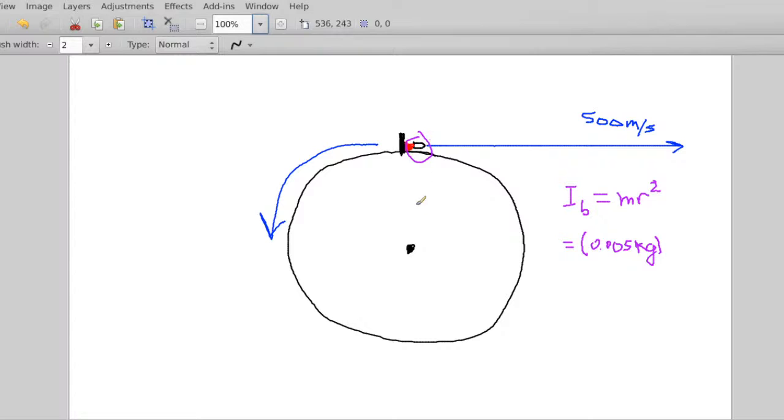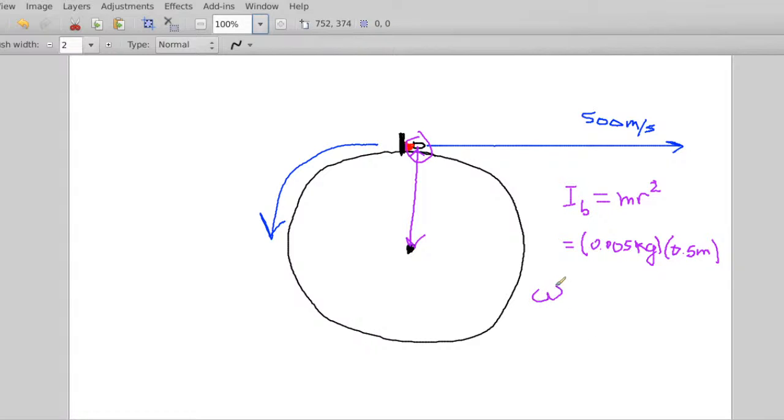How far is the bullet? Remember the radius in these problems, these r's, they're always measured from the point of interest to the axis. And how far is that? The answer was half a meter, 50 centimeters or 0.5 meters. There you go. So that gives you the I of the bullet, the moment of inertia of the bullet.